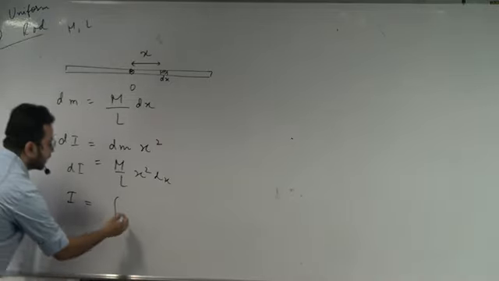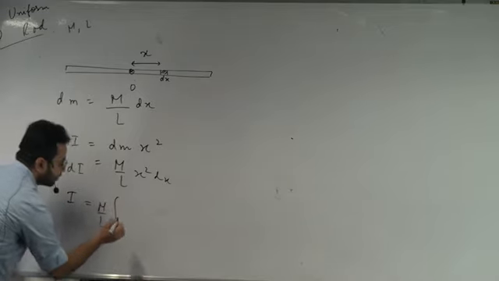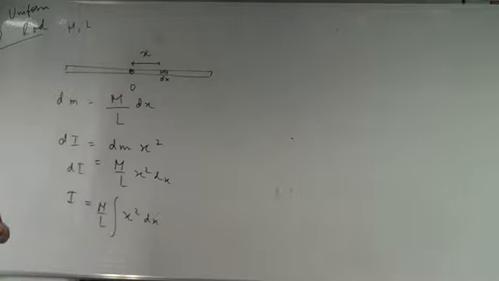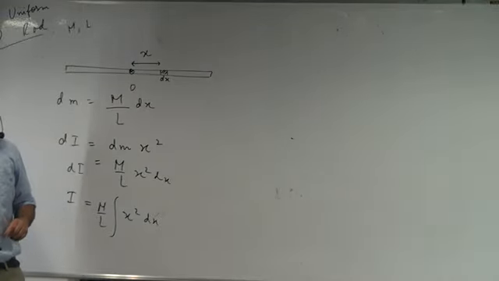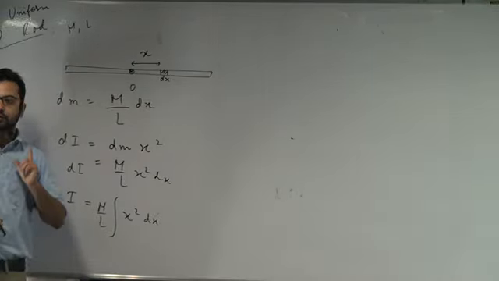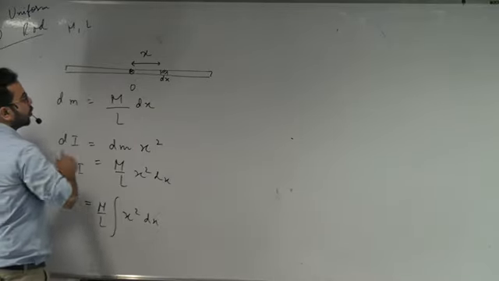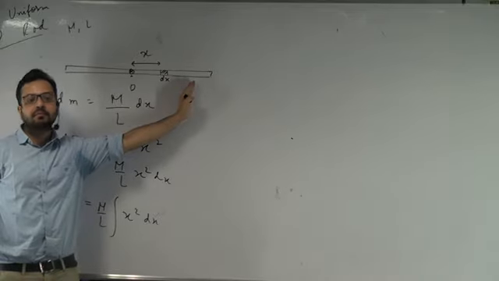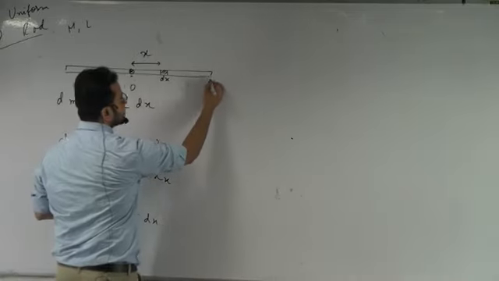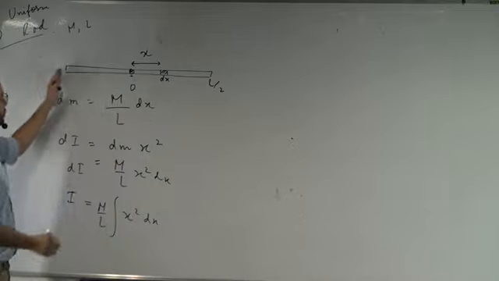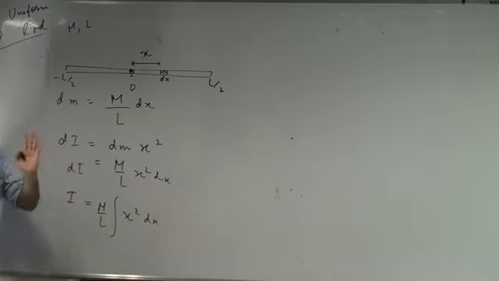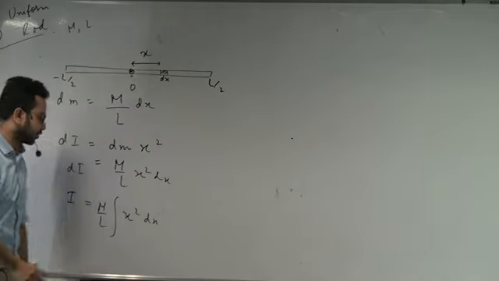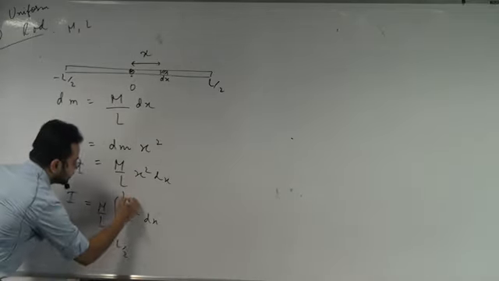Integrate. So if we integrate, M by L will come out, and inside remains x squared dx. Now very carefully tell me what will be the limits of integration. Very good. Minus L by 2 to L by 2, because you have chosen the origin at the center. If you go along this side, that will be positive, so when you reach this point, you get L by 2. When you reach this point, you get minus L by 2. So you have to cover from minus L by 2 to L by 2.